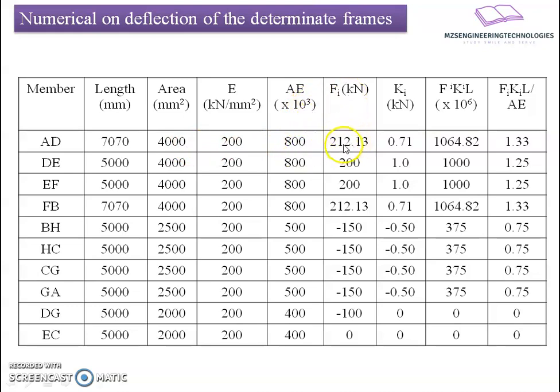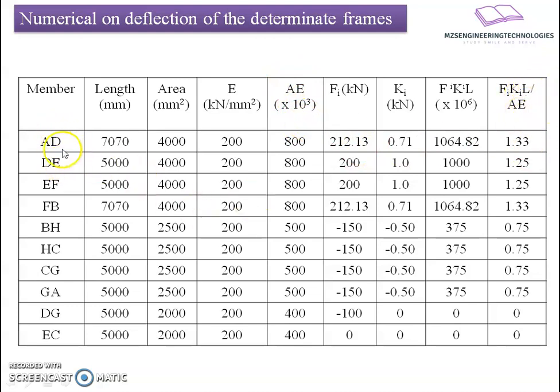Fi force we know from the force analysis. I have put that force as positive if it is compressive in nature, and as negative if it is tensile. Similarly, the Ki forces, we know the contribution of unit force among the members, so I have put those forces as positive if they are in compression, and negative if they are in tension. And then the product of these three columns, Ki, Fi, and Li, comes to be 1064.82. I have converted that into 10 raised to 6 format, and then divided by the column product AE here. So Fi Ki Li divided by AE will be there.